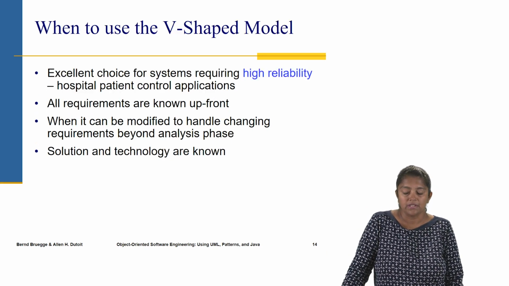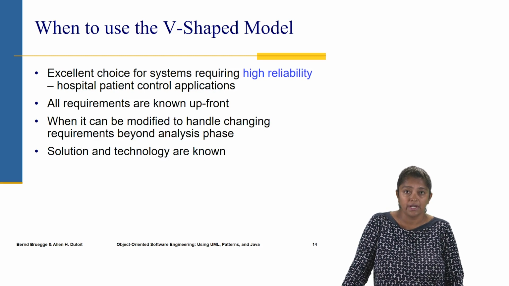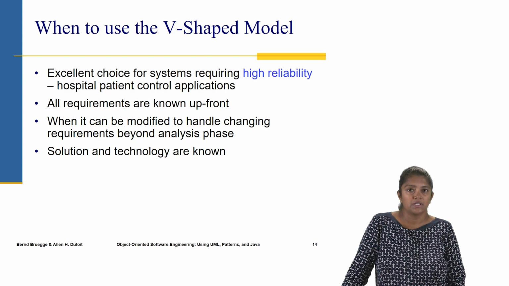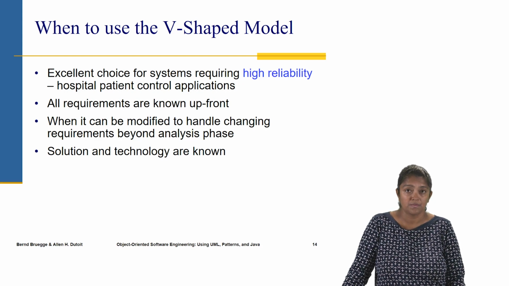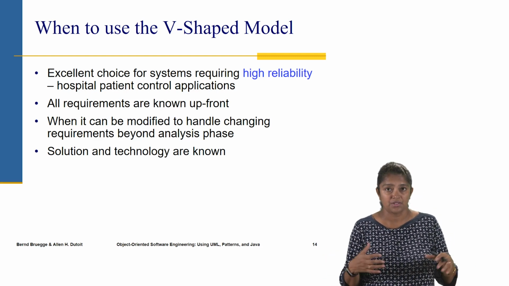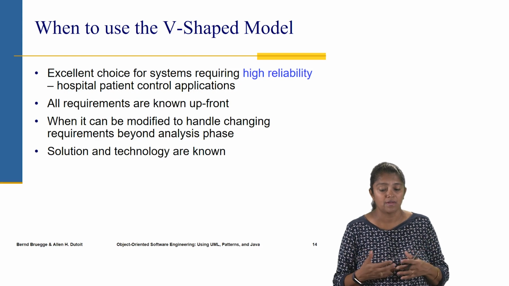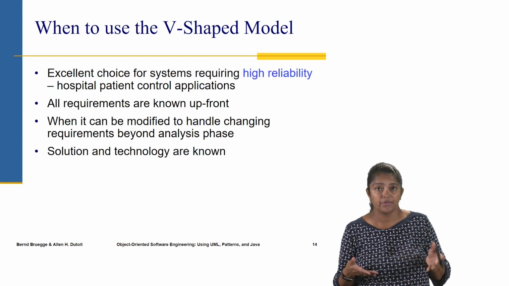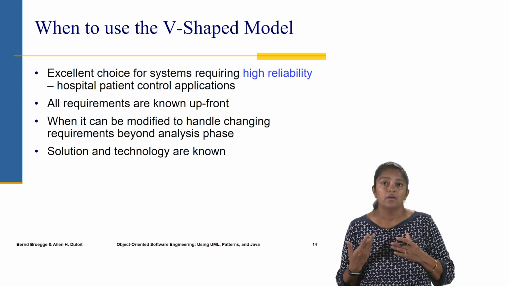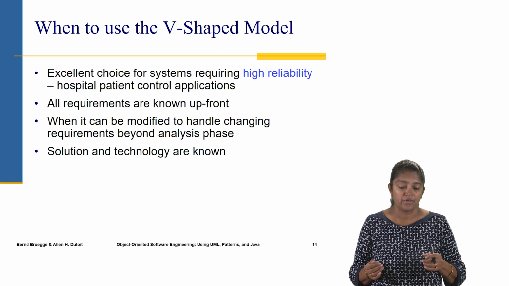So that's a weakness. But having said that, the V-shaped model is good for certain kinds of systems that require high reliability. So it's an excellent choice for such systems. An example would be, say, a hospital patient control application, where we want to make sure that the system has high reliability. Again, for the V-shaped model, if the requirements are known upfront, then that's a good candidate for the V-shaped model.